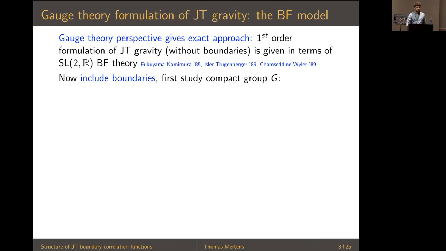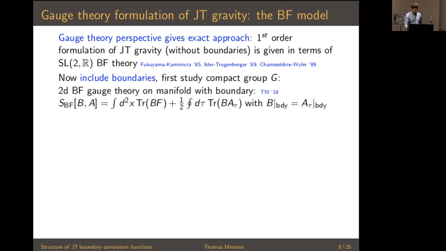And then we will generalize to the case relevant for gravity. So let's write down a 2D BF gauge theory on a manifold with a boundary. So I've written down the BF action, so it has a B field and F, which is the curvature term associated to the gauge connection A. And then when I have a manifold with a boundary, I write this boundary term with these specific boundary conditions in order to have a good variational principle.